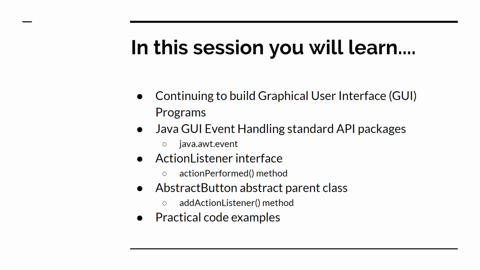And then once you do that, for the button, you have to call a method called addActionListener, and at the action listener you pass the object you built in the previous bullet point. So you have to call addActionListener and then pass an object which is implementing that ActionListener interface, right? That's how it is. And then the practical code examples.